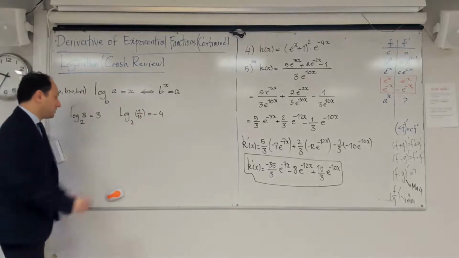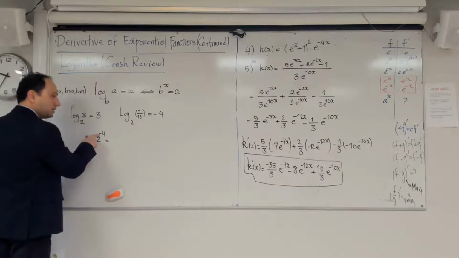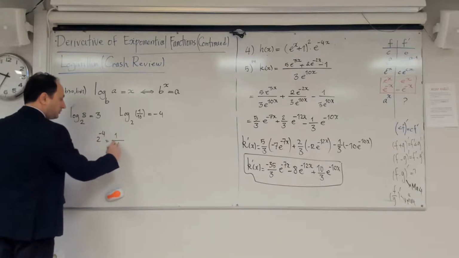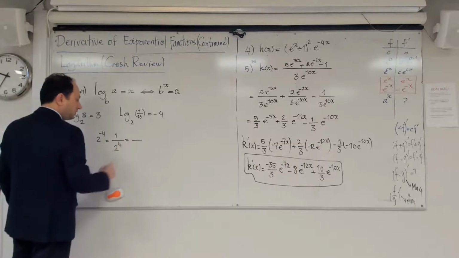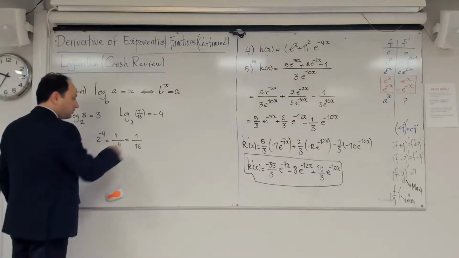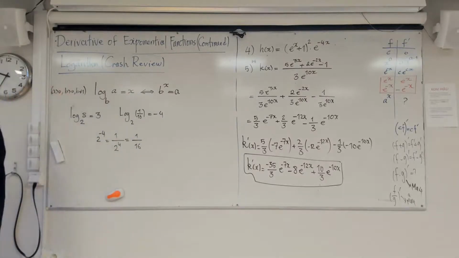Because if I ask you what is 2 to power -4, how do you calculate? This is a negative exponent. I have to put it in the denominator, make it positive, and everyone knows 2 to power 4 is 16, so this becomes 1/16. So that's a correct number, yes?